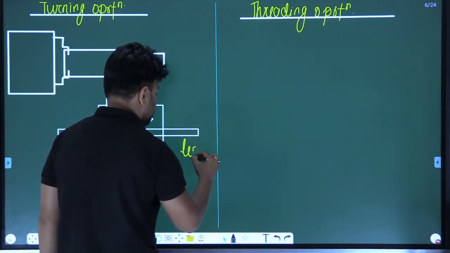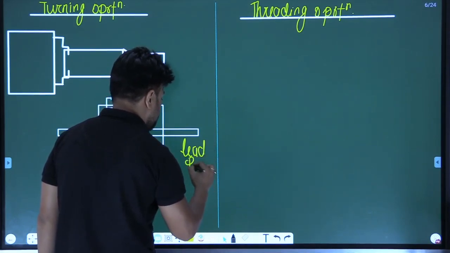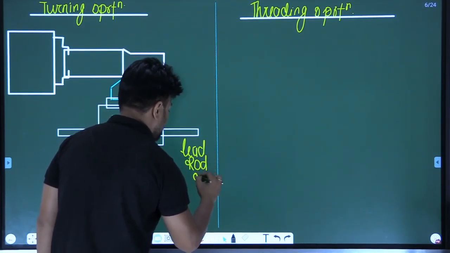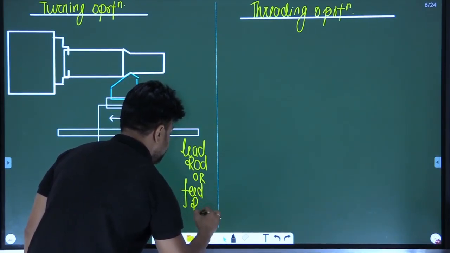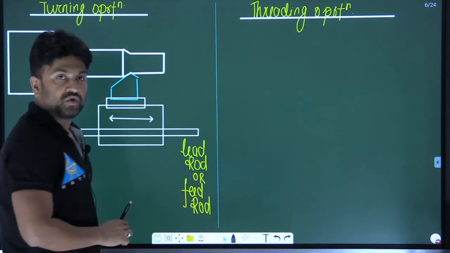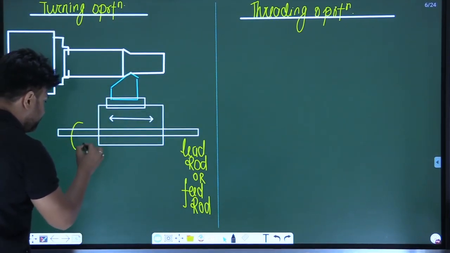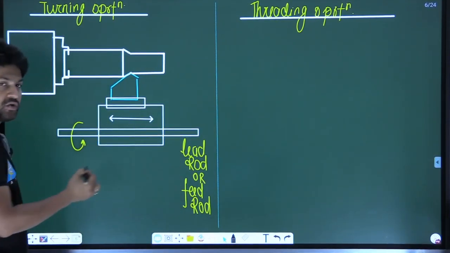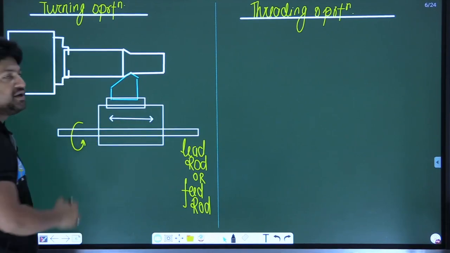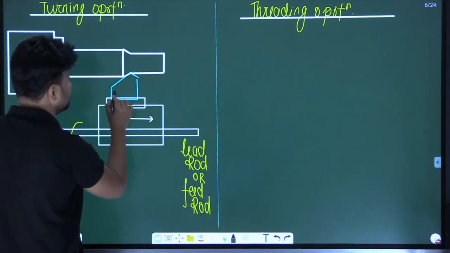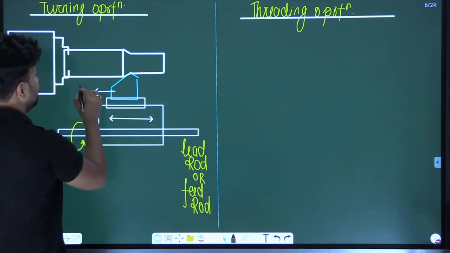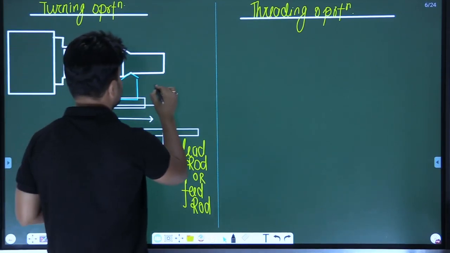Sometimes we call it lead rod, sometimes we call it feed rod. Got it? Here the lead rod or feed rod will rotate and the carriage will do a linear motion. Then after, the feed comes in the picture. The feed which you told. That is the feed, F.